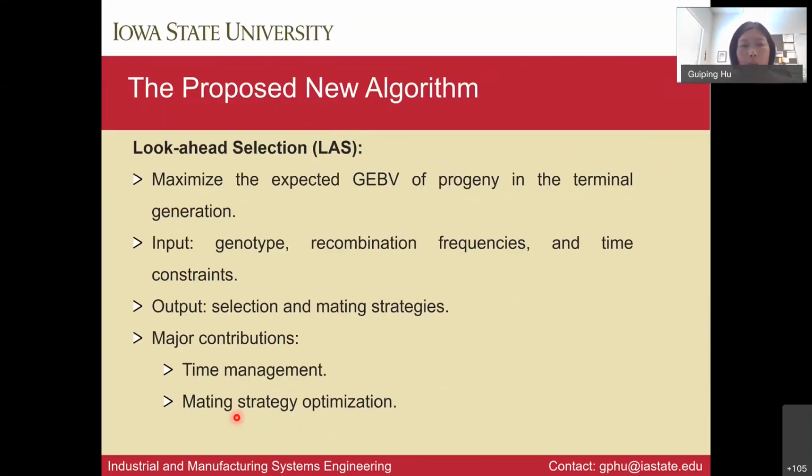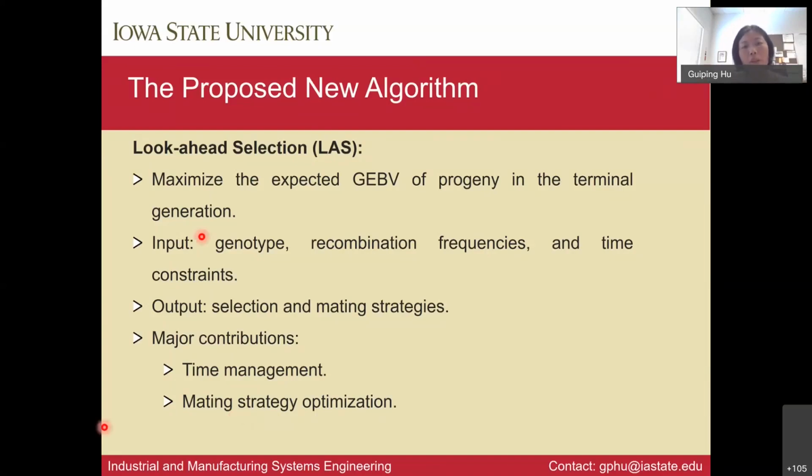Now, for look ahead selection, the concept or the idea behind that is that we're trying to maximize the expected GBV of the progeny in the terminal generation. So the concept behind look ahead is that we're not just looking at what is predicted in the next generation. We know that our target is 10 generations down the road. So what we are doing is simulating all the way to the 10th generation. But if you think about it, that's a very, very complicated process. Okay, so we designed some algorithm to really look ahead and then use that information to inform our decision making in the current generation.